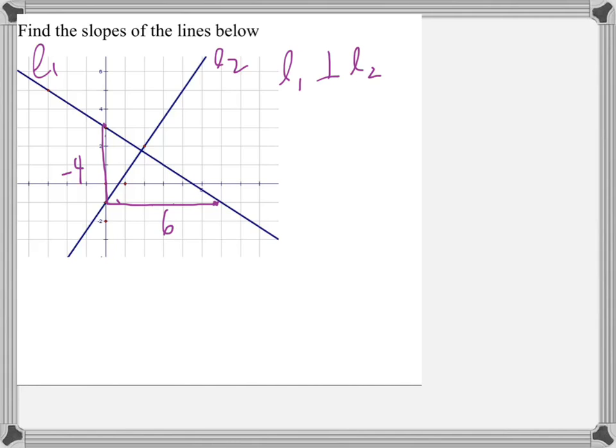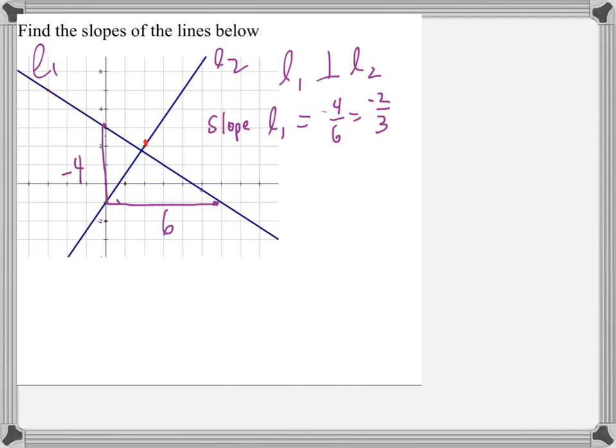Okay, so the slope of L1, that might be a little confusing, the slope of line 1 is equal to negative 4 over 6, which is negative 2/3. Okay, now let's investigate the slope of L2.